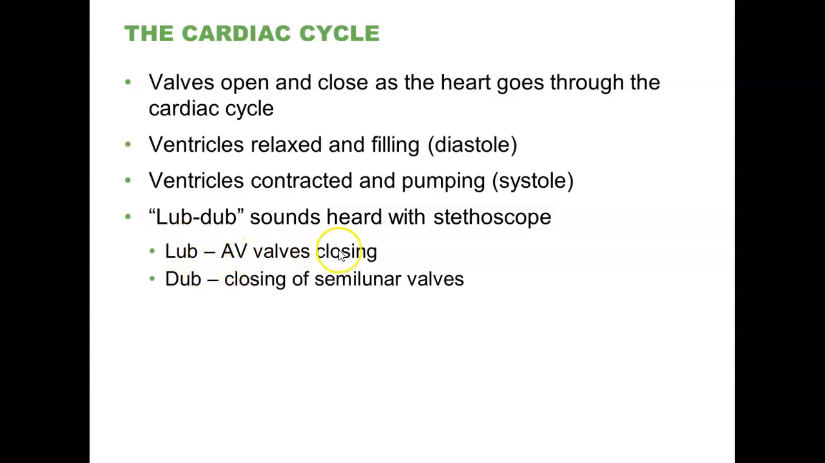The atrioventricular valves are the lub, the first bit, when the ventricles start contracting. The AV valves close so that blood doesn't go backwards into the atria. And then the dub is the closing of the semilunar valves after the ventricles relax. So just as the ventricles relax after compressing, and blood tries to flow back from the arteries back into the ventricles, that's when the semilunar valves leading to the arteries coming out of the heart close, and that's the dub of the lub dub, lub dub, lub dub.